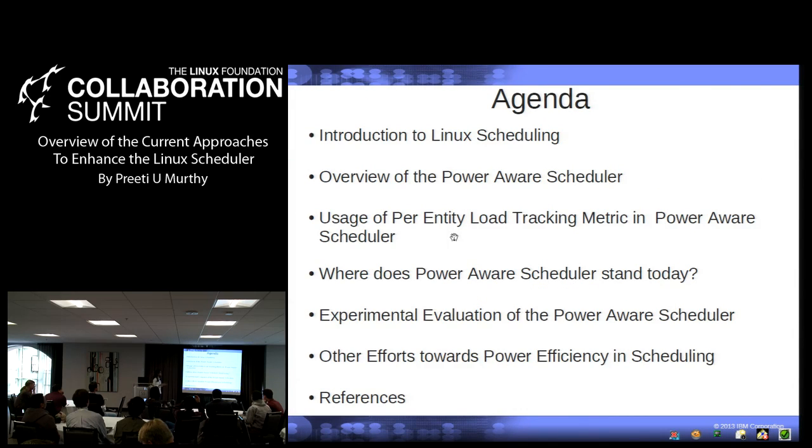So this is how my agenda stands. I will be introducing the Linux scheduler so that it's easy for you all to understand what the power aware scheduler is all about, and the remaining 4 topics will be a deep dive into the power aware scheduler, and finally I'll be concluding with the other efforts which enhance the power efficiency of the Linux scheduler.